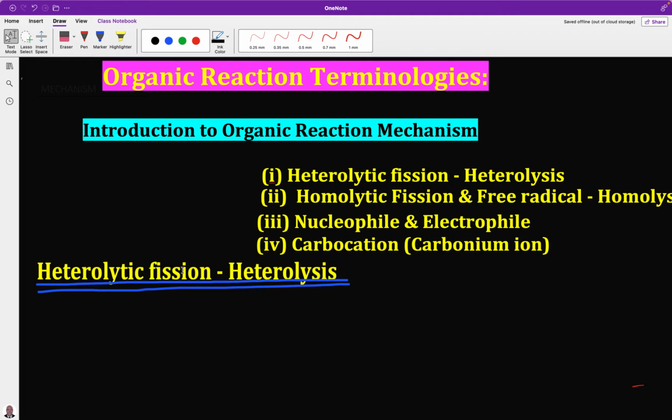Some of these concepts you can't do without. And that is why it is obligatory for learners to have a good knowledge of some of these concepts before targeting or treating organic reaction mechanisms. Some of the basic concepts in this organic reaction mechanism will include heterolytic fission.